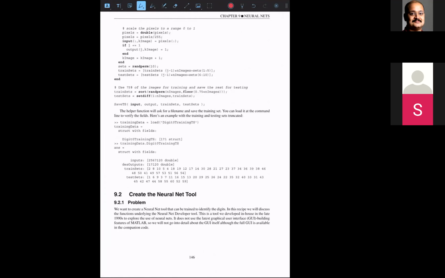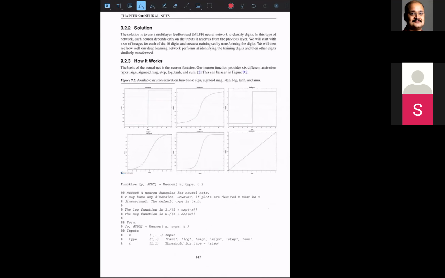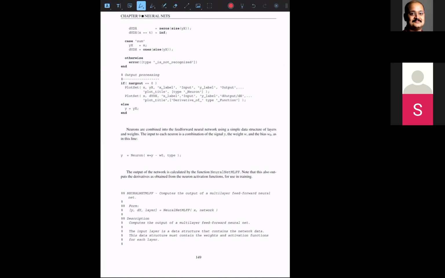And here, what they are doing is, they are using the built-in MATLAB tool. And again, the code for the neural network neuron is given to you. You can use different types of functions. You can use different activation functions, sigmoid, step, log, tan, sum. And then you can go on.